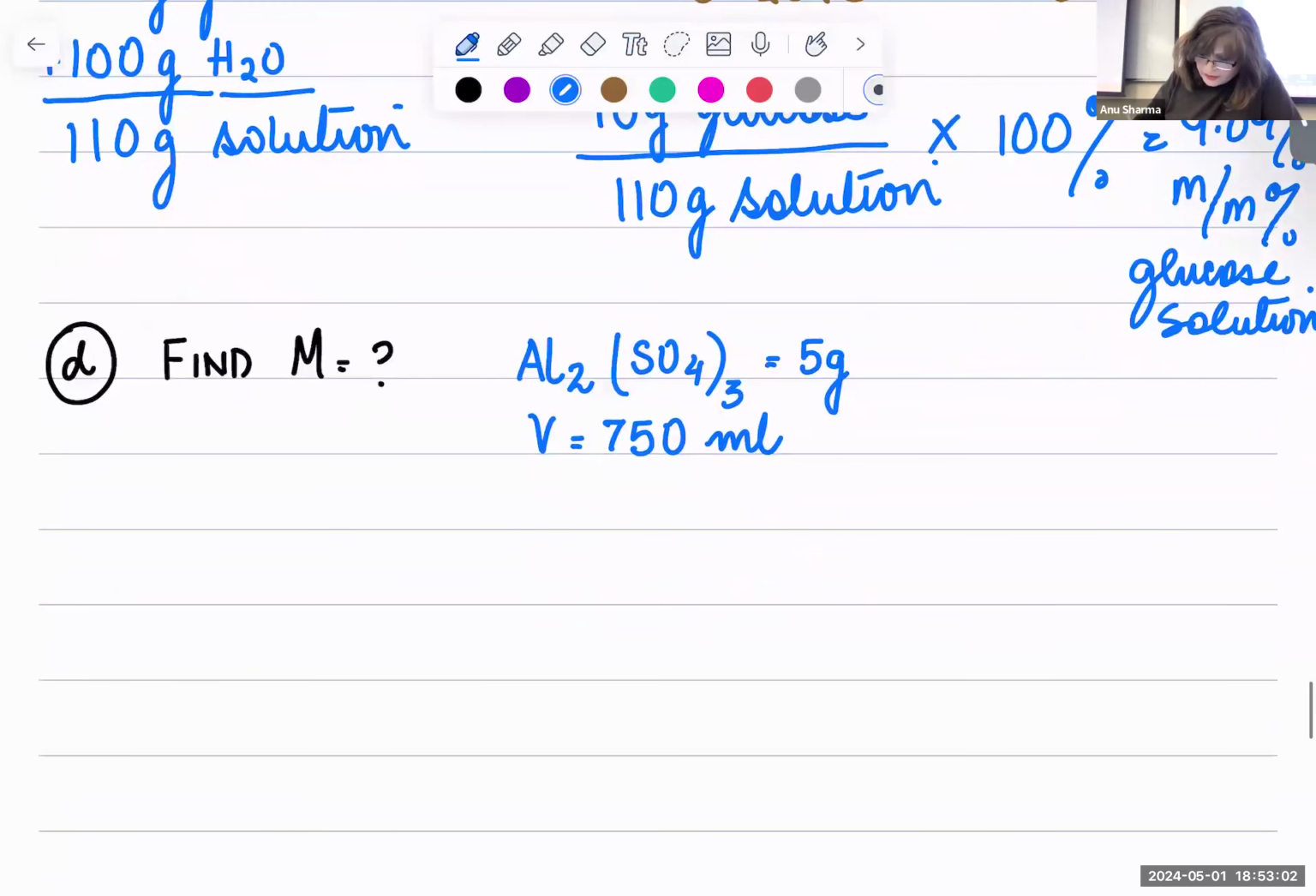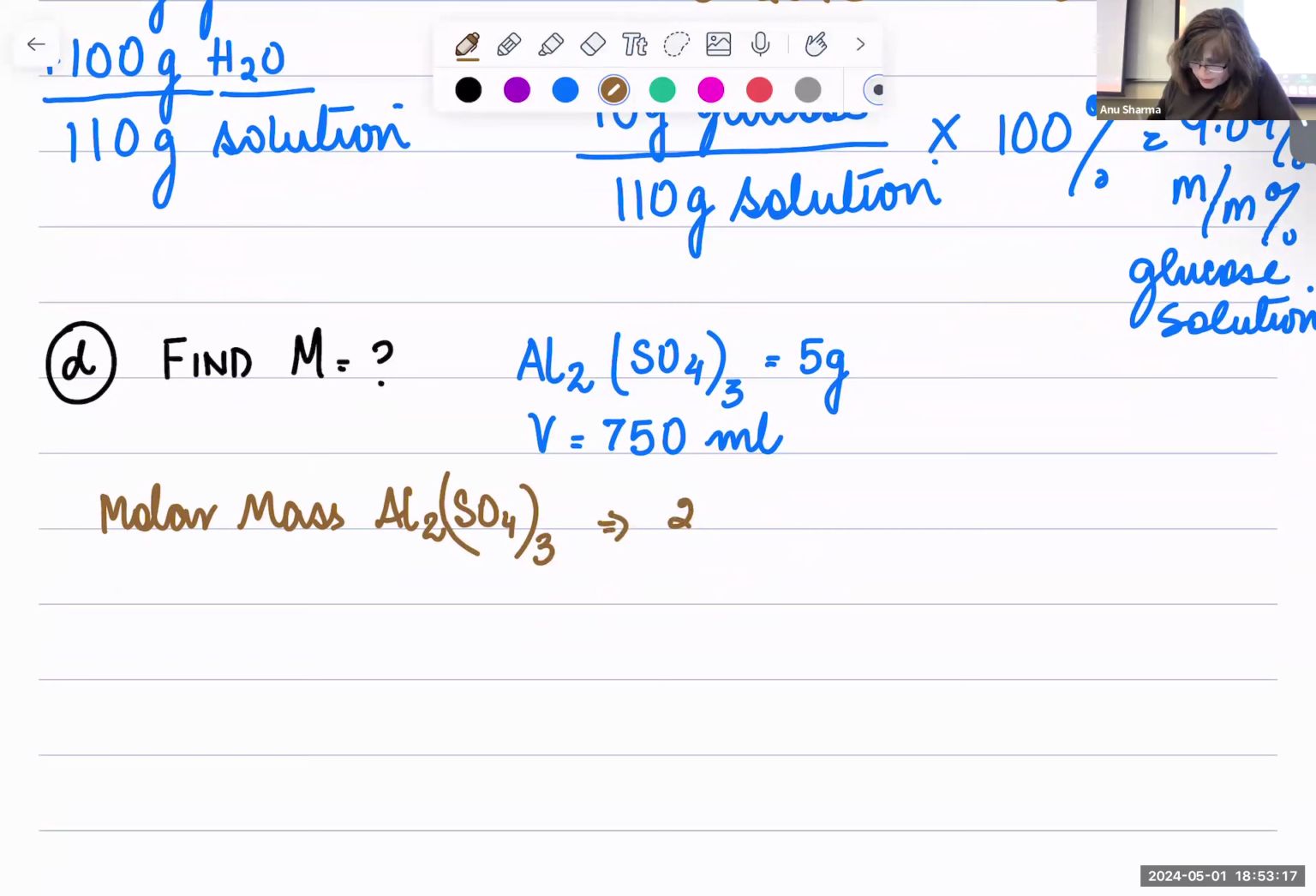So first thing here, you are going to find the molar mass of Al2(SO4)3. Chemistry is always built upon this. So you need to look at 2 aluminums, 3 sulfurs, 12 oxygens. All right. And what do you put here? 2 aluminums, 27, sulfurs, 32, and oxygens, 16. So what do you get here?